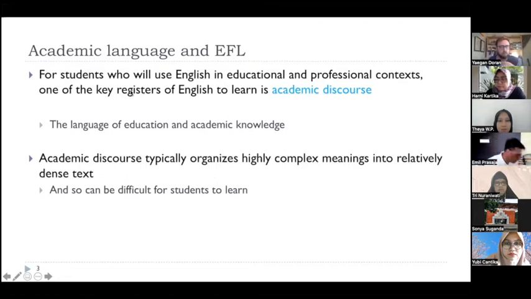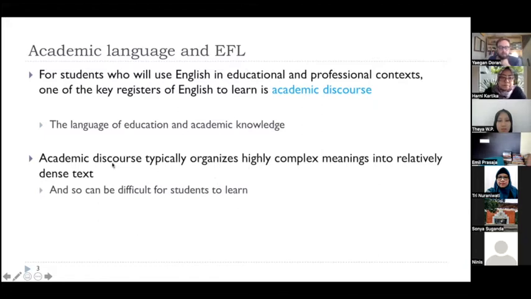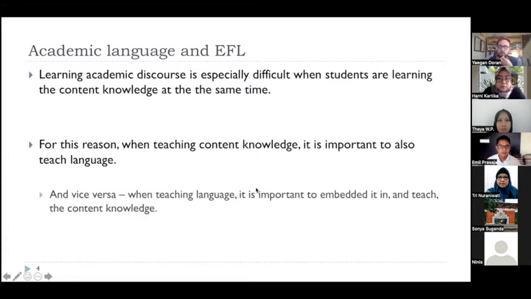One of the key registers, one of the key ways in which language works in English, is academic discourse, the language of education and academic knowledge. And typically, academic discourse organizes highly complex meanings into quite dense texts, and so it can be very difficult for students to learn. Learning academic discourse is especially difficult when students are learning the content knowledge at the same time. So for this reason, when teaching content knowledge, it's also important to teach language.